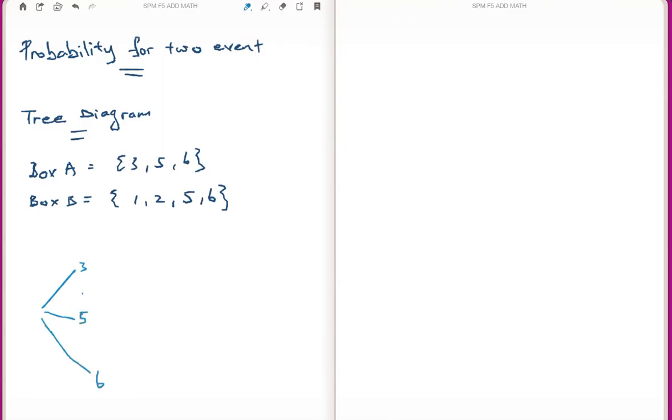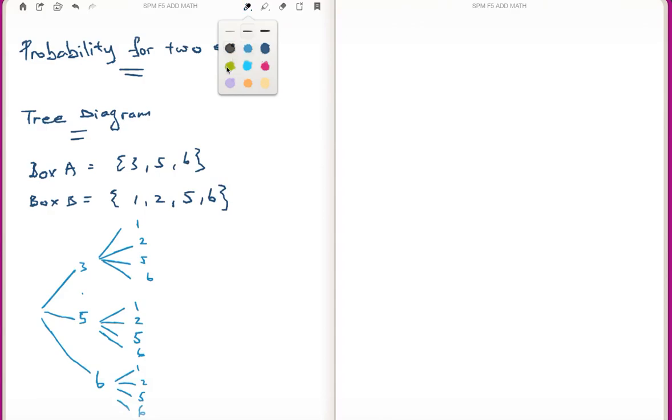And this is 6. If you get ball 3, then the next term will be 3, 4, 1, 2, 5, 6. This is box B: 1, 2, 3, 4, 1, 2, 5, 6. Right? So in every branch, for the first box, box A, the possibility of getting either one of them is 1/3, 1/3, and 1/3.